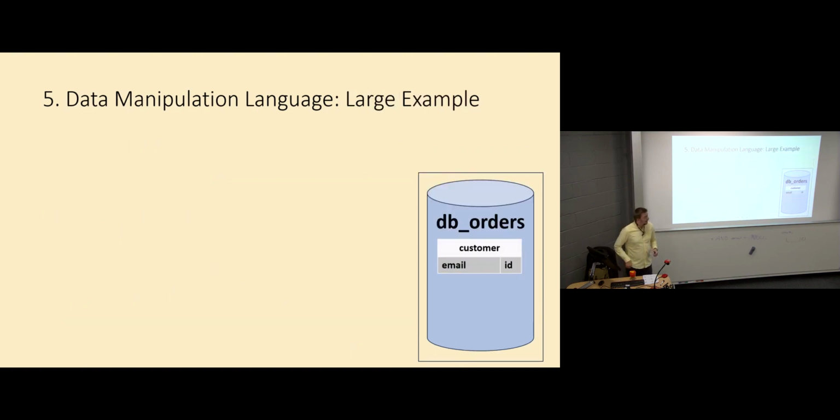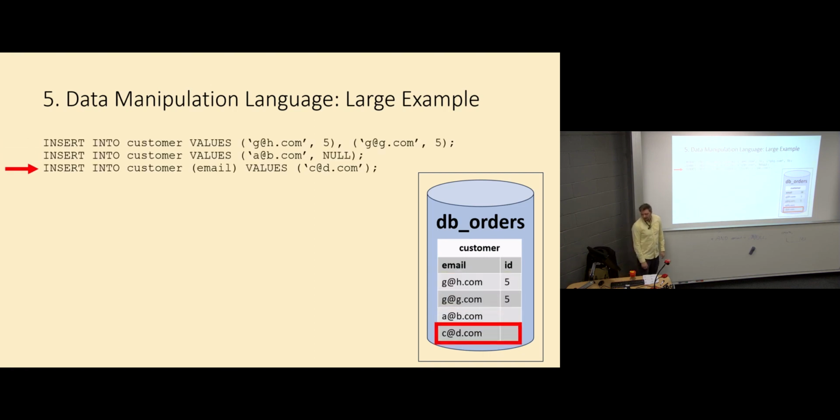Okay, so this is just a large example for you now. I've emptied the table, and what I'm going to do is insert some data using 3 different methods. So I've inserted 2 full rows. I've then inserted this one with a null ID. I've then inserted just an email down at the bottom. So you can see we've got 2 email addresses here with no IDs, and 2 email addresses where the ID is 5. Any questions on those 3?